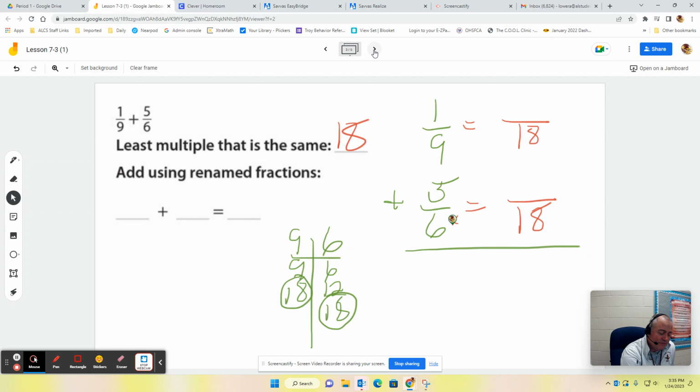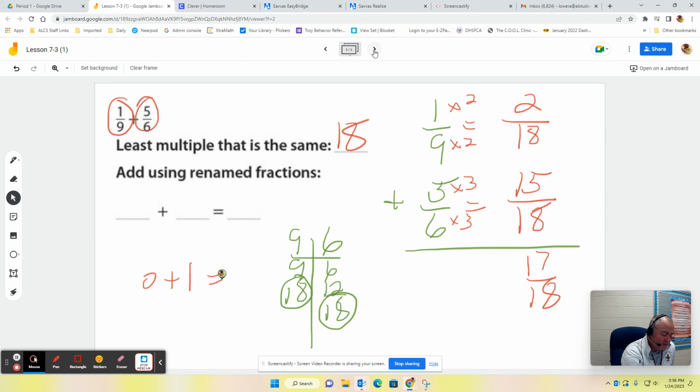6 times 3 is 18. 5 times 3 is 15. And then 9 times 2 is 18. 1 times 2 is 2. And 2/18 plus 15/18 is 17/18. And if we estimated, we would say that 1/9 is almost 0, and 5/6 is almost 1 whole. So our answer should be about 1. And there you go, 17/18. Yeah, that's about 1. So I think we're doing pretty good.